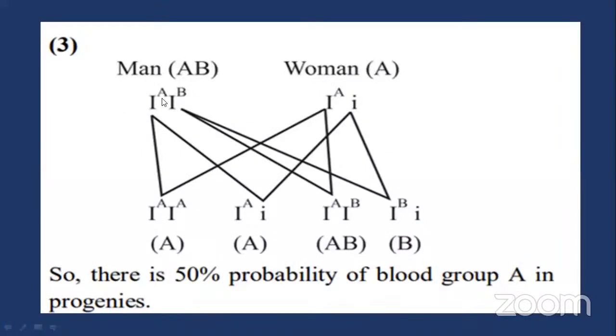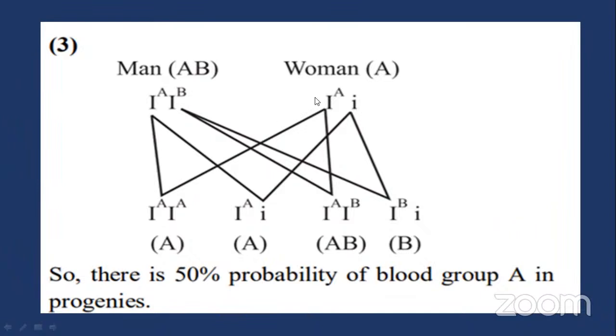See this one. Man, AB blood group. Woman, A blood group. What will be the alleles here, you know? IA, IB. So this is the concept. Here IA only, because this one is called a small i, it is not considered. Splitting up the alleles, IA and IB separately, you will get it.